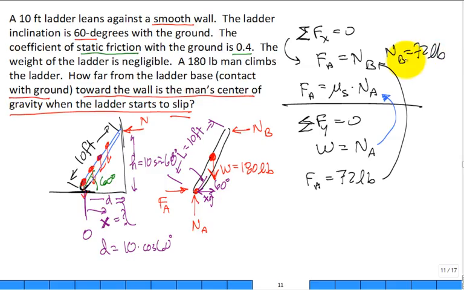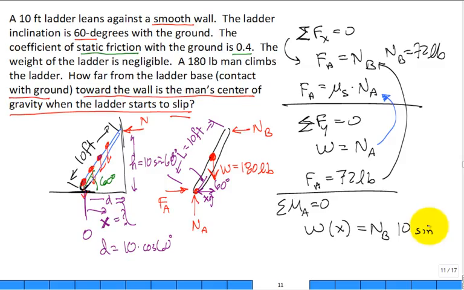All right, so we got N sub B, and we actually didn't use the moment equation. But if you had written the sum of the moments about point A equal to 0, you would have found that the weight times that unknown distance x that we want to solve for, which makes it want to spin in the clockwise direction, equals N sub B times that perpendicular distance, which is 10 sine of 60 foot. And we just solve for N sub B, right? And we know what the weight is. Hence, we solve for the distance x.